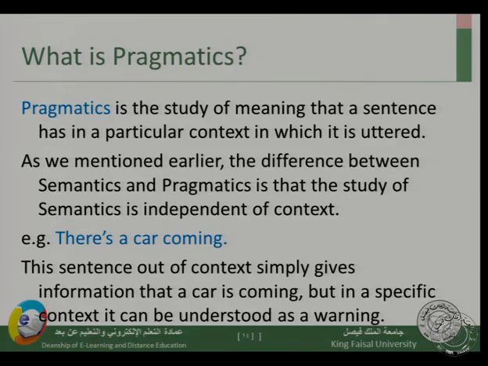So look at this example here. This is the last example we're going to talk about in this lecture. If we say "there's a car coming," if you just look at the words, the sentence itself, it can simply mean that a car is coming, just giving someone information that there is a car coming. But if you look at the context and the situation, you might be walking with a friend in the street, and then you tell him there's a car coming. What does this mean? It means that you're giving him a warning. We can understand this sentence as a warning: be careful, there is a car coming, so you need to stop.